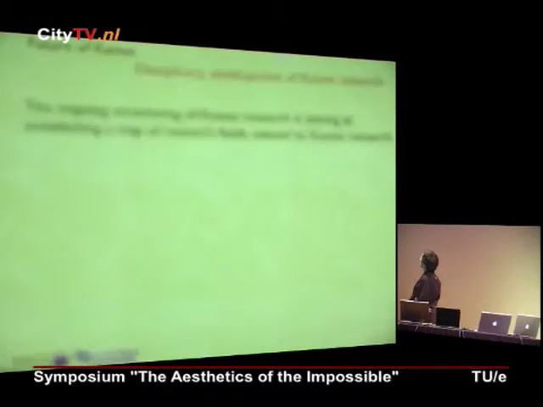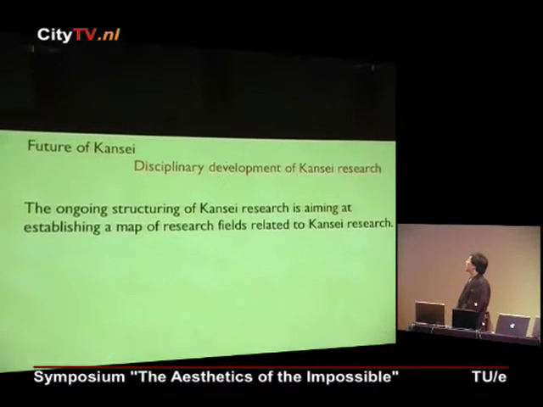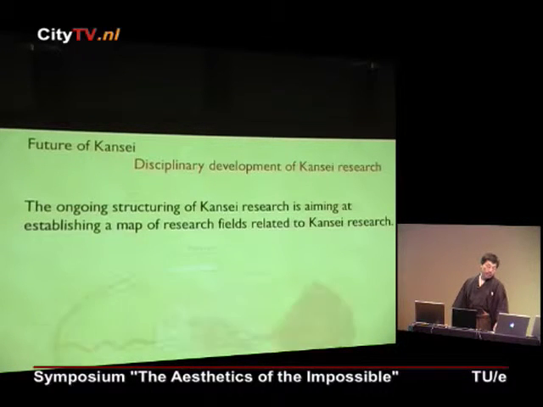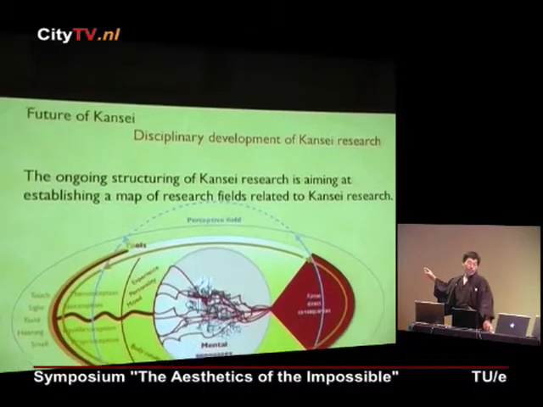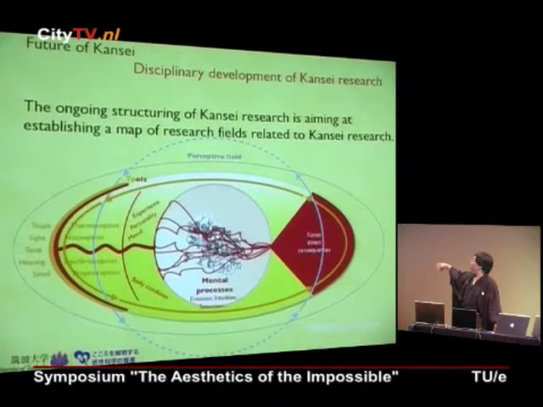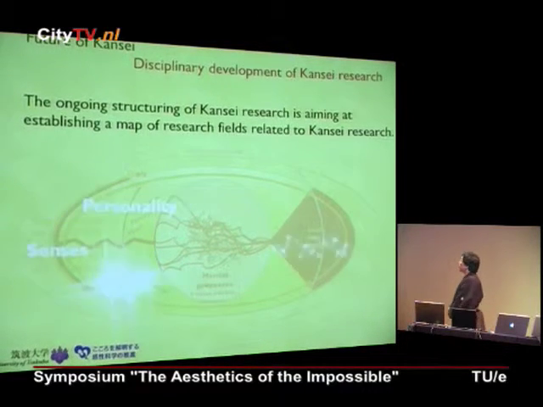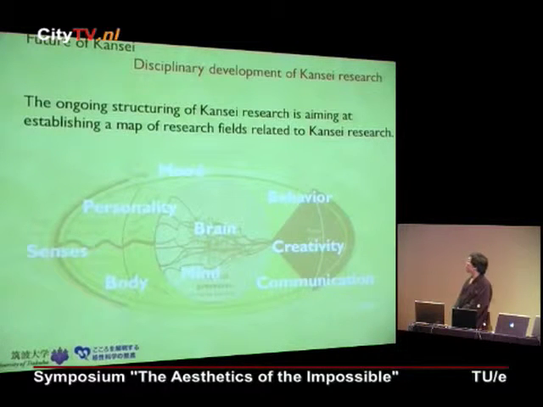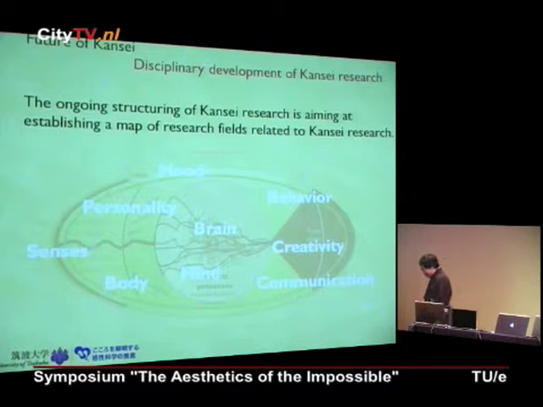The ongoing structuring of Kansei research is aiming at establishing a map of research fields related to the Kansei project, Kansei researches. We are now trying to use this map and place the different disciplines of the researches. Now, how can they be located where, and of course, inside of the mental process, we have to focus on the brain. Now, among our researchers, there are people targeting the rewards. What is the mechanism of the rewards in the brain? How can we expect that reward? It's a very difficult thing.